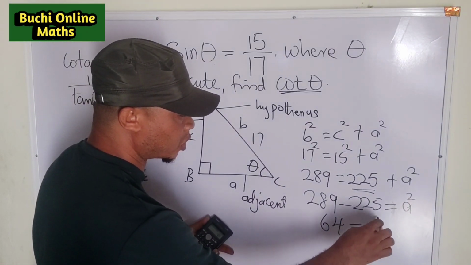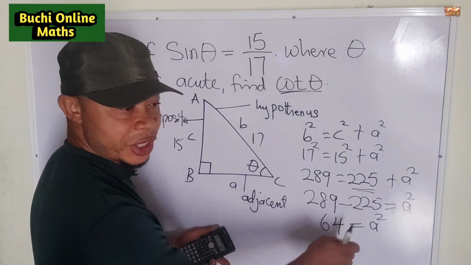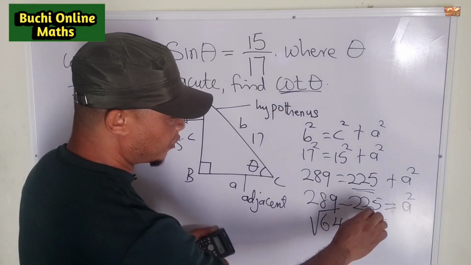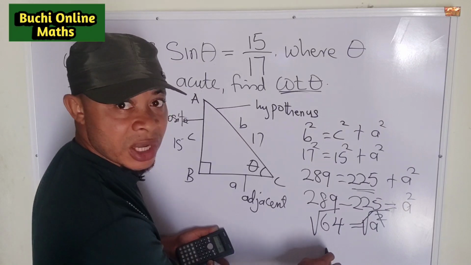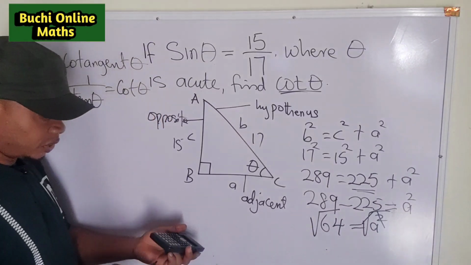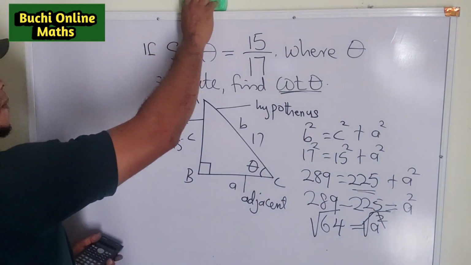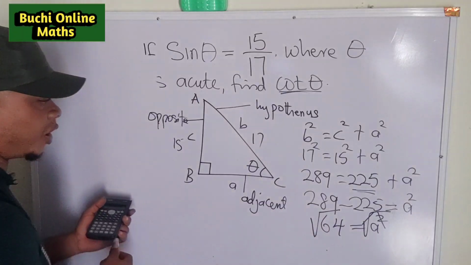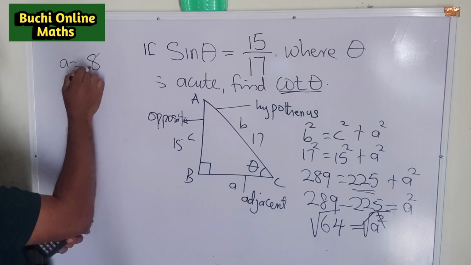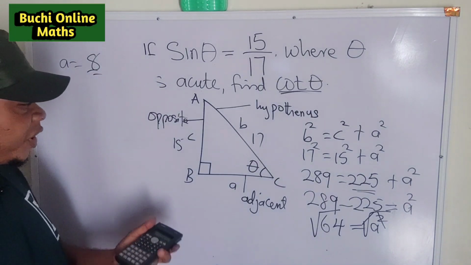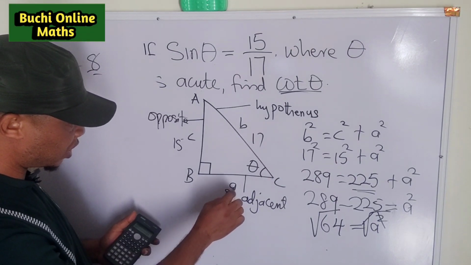So we have 64 equals a raised to power 2, and you know that to get the value of a, we just need to take the square root of both sides, so that the square cancels the square root. So a equals the square root of 64, which is 8. That means the value of a, the adjacent, is 8. So we can quickly add it here as 8.